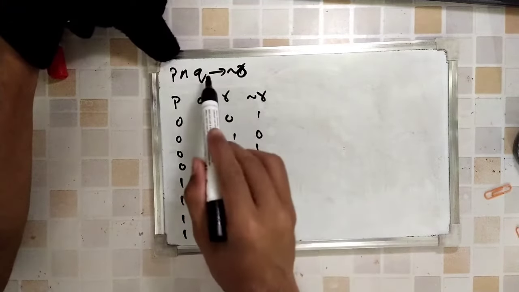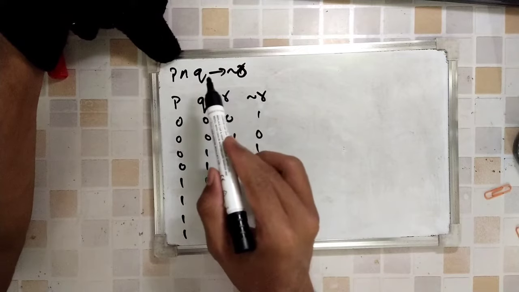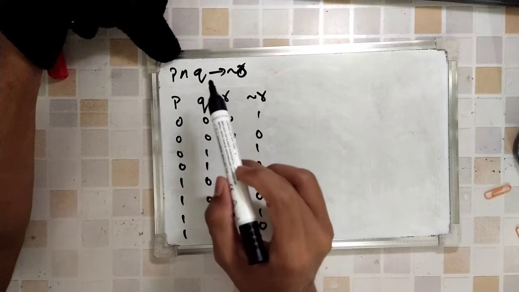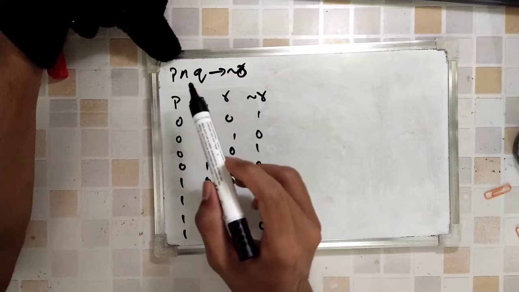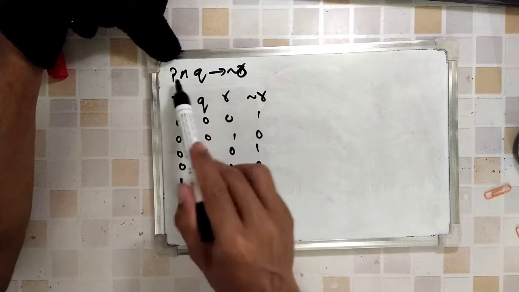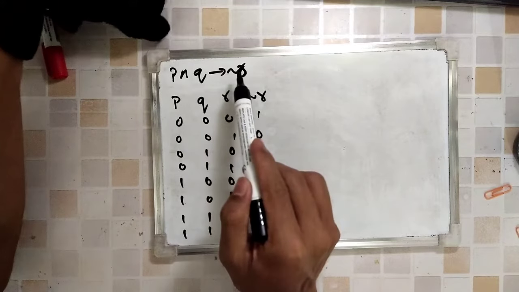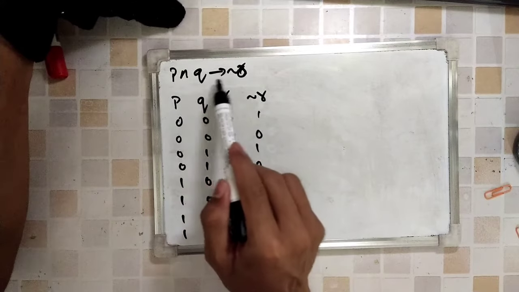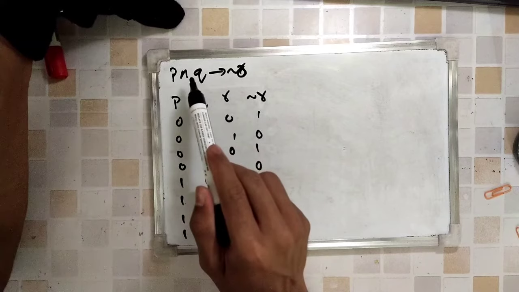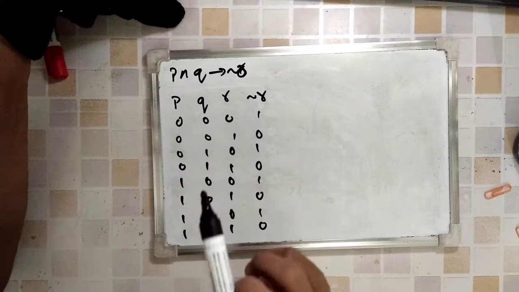Now first thing, they have not given this in actual brackets, so I can assume one thing. It can be (P and Q) implies negation R as a whole, or I can take first Q implies negation R, and then do the P and with that.